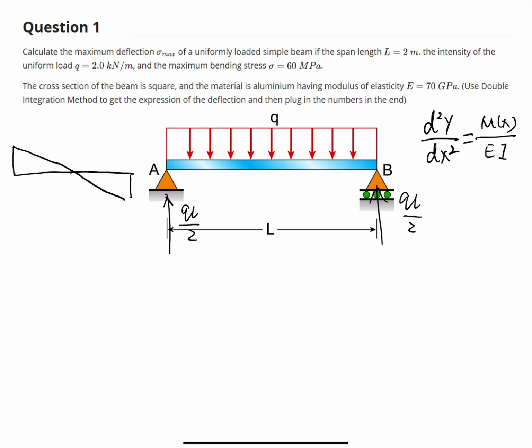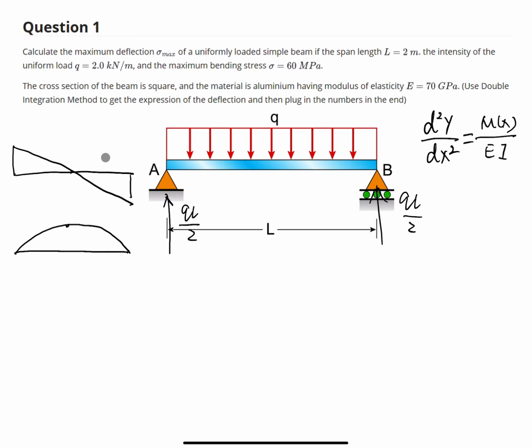Because the shear force is a linear curve, the bending moment is a quadratic curve. The slope of the bending moment is the value of the shear force. The value of shear force is positive on the left half and negative on the right half. So we can draw the quadratic curve like this. So this is the bending moment.